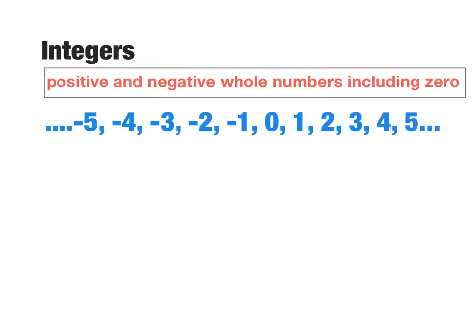The next set of numbers is called integers. Integers includes positive and negative whole numbers, including 0. So I have these dots down here in the beginning to show you that it keeps going back forever, but some examples would be -5, -4, -3, -2, -1, 0, 1, 2, 3, 4, 5, and again these dots indicate that it goes on forever and ever.